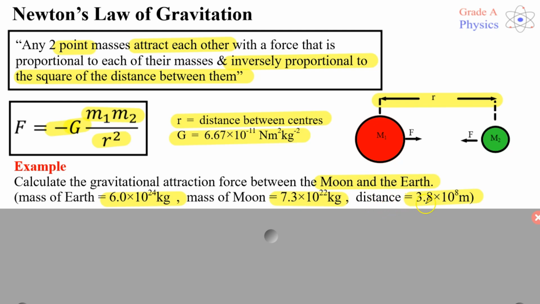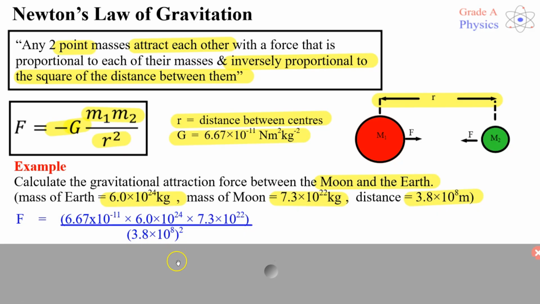Now it might be a different distance where we have to take into account the radius. So if it's the distance between the surface of the moon and the surface of the Earth, then we might need to consider adding the radius. But normally it will be the distance between the centres. So the first thing we do is substitute into this formula here.